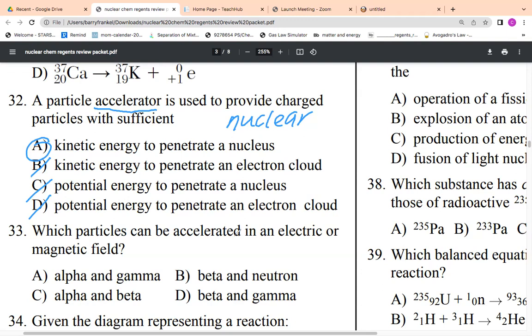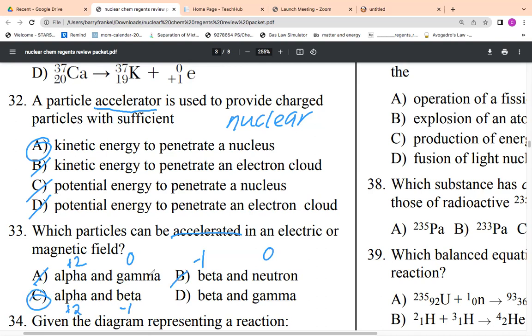Next one, which particles can be accelerated in an electric or magnetic field? The only types of things that can be accelerated or influenced by an electric or magnetic field are things with charges. So if we look at alpha and gamma, alpha has a charge of +2. Gamma has no charge, so it's not this. Only the alpha particle would be able to be accelerated. Beta particle, -1. Neutron, no charge, so it's not this one. Alpha particle has a charge of +2 and beta, -1. So both of them have charge, both would be able to be accelerated.